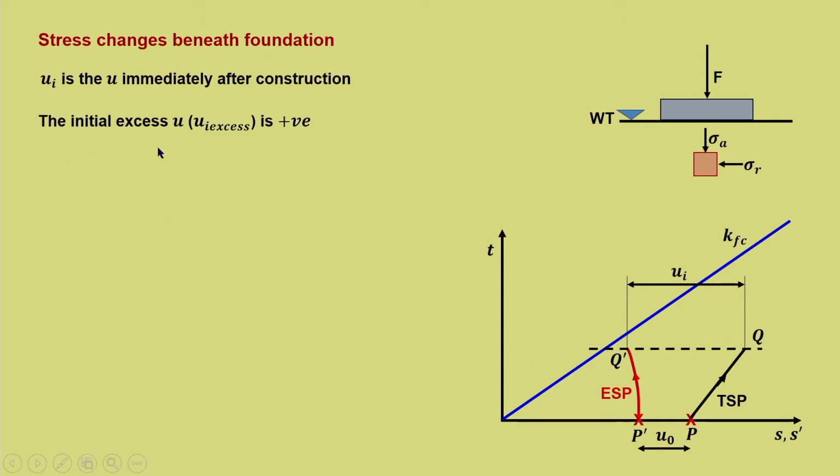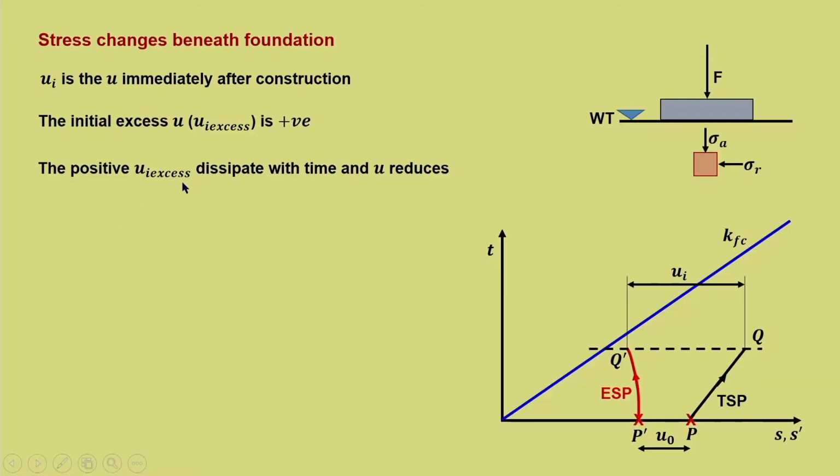Now, the initial excess pore water pressure, which is denoted as Ui excess, is positive because this is a case of compression, and hence we know that the excess pore water pressure that gets generated in the beginning will always be positive.